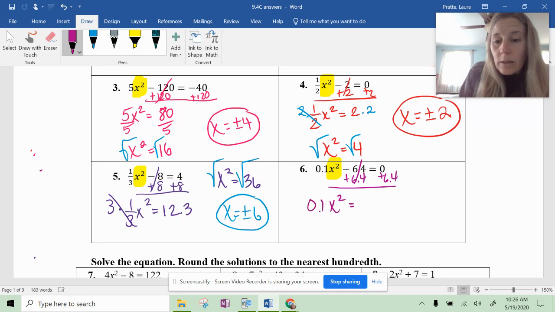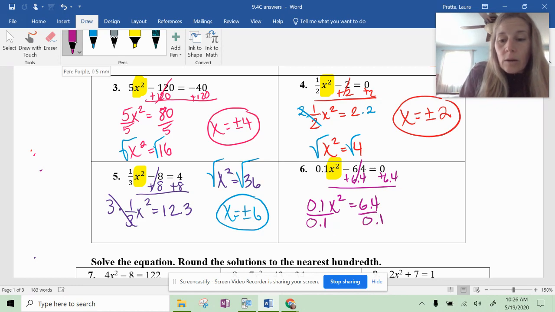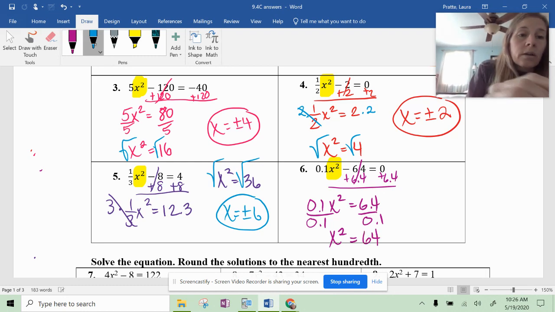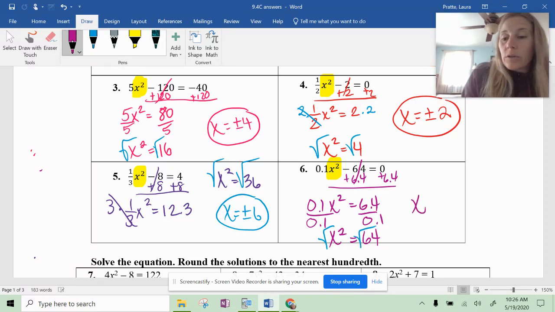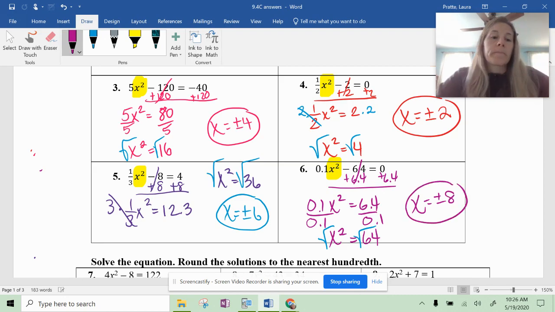0.1x squared equals 6.4. Dividing by 0.1 will give me x squared equals 64. And then you're going to square root both of those, and you'll get your two solutions, which are positive and negative 8. Okay, so now we're going to move on.